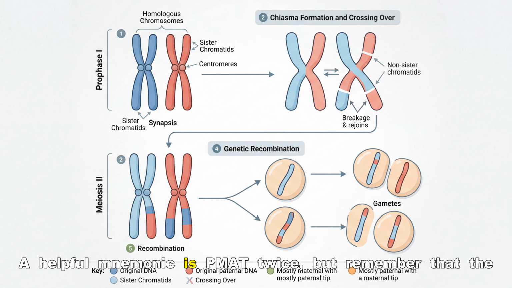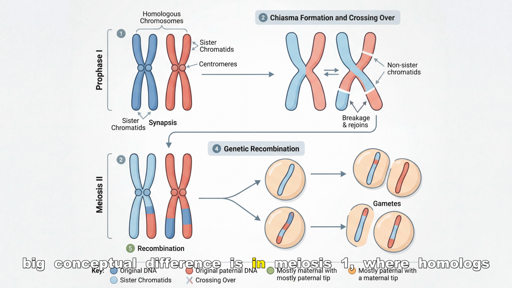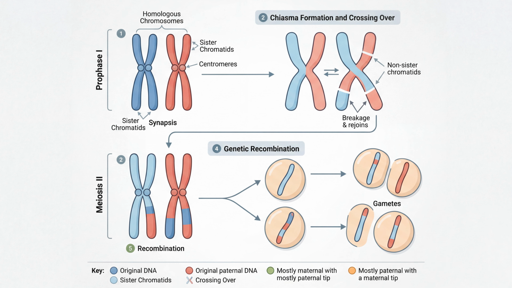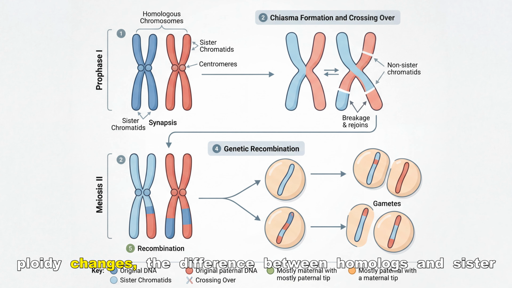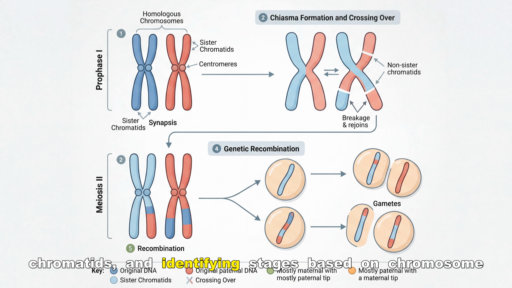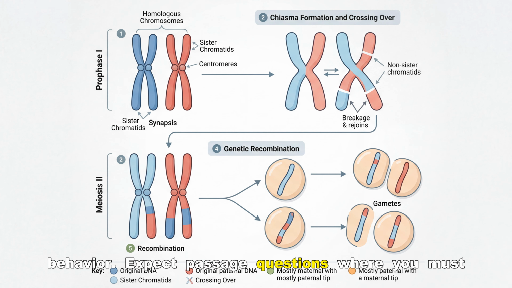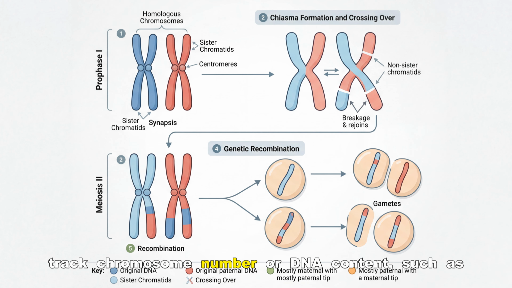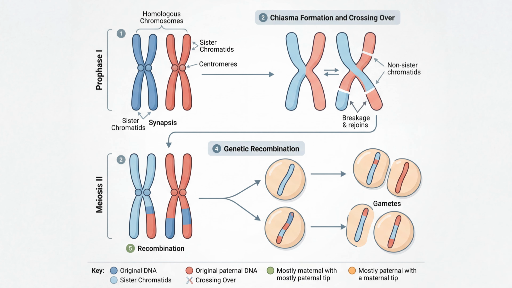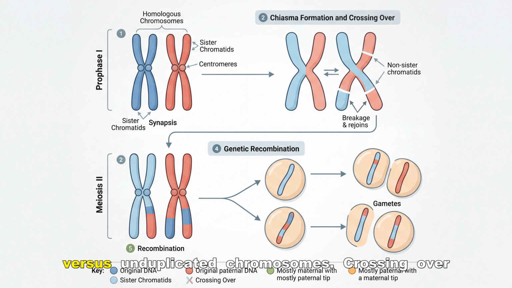A helpful mnemonic is PMAT twice, but remember that the big conceptual difference is in Meiosis 1, where homologs separate. On the MCAT, you are often tested on ploidy changes, the difference between homologs and sister chromatids, and identifying stages based on chromosome behavior. Expect passage questions where you must track chromosome number or DNA content, such as distinguishing 2N from N or duplicated versus unduplicated chromosomes.